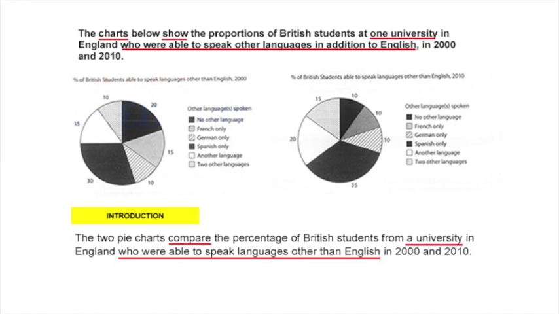So I've described what the charts are. I said they're pie charts. Instead of saying show, I've said compare. Instead of saying one university, I've said a university. And I've also changed the part where it says who were able to speak other languages in addition to English to who were able to speak languages other than English.